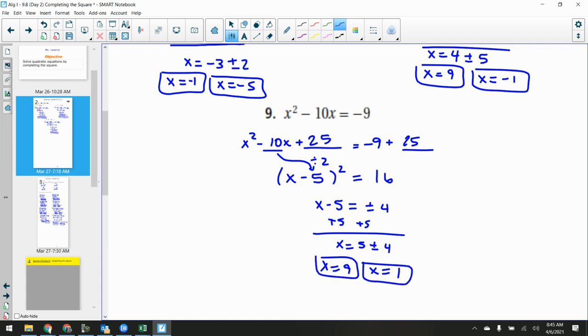The second 2 problems look very similar. One was 4 plus or minus 5, the other one was 5 plus or minus 4.